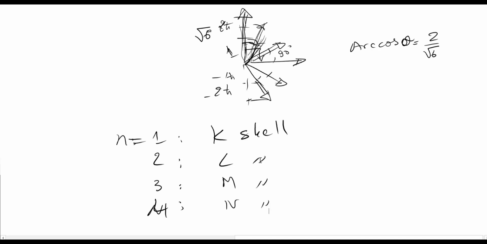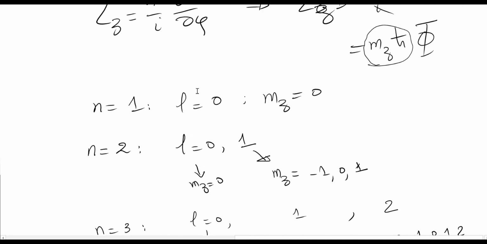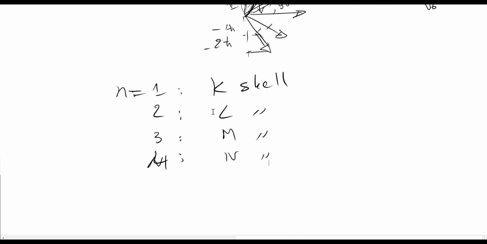Now, in each and every one of them, I have values of L. L can be from 0 to n minus 1. So in this case, I only have L equal to 0, and mz equal to 0 in this case. So this is what I'm going to call the S state.